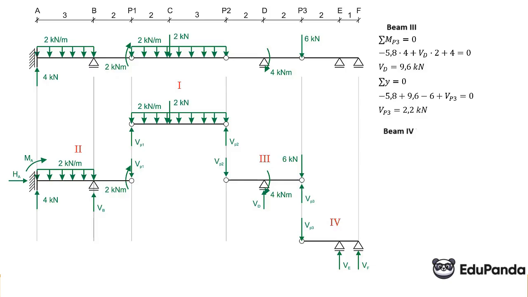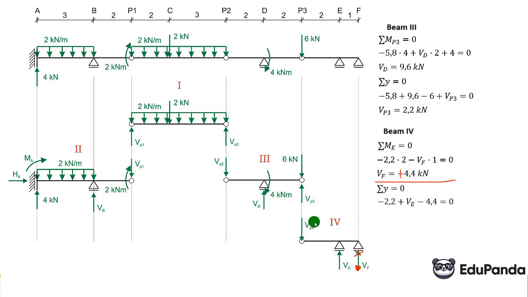And now we move on to the last beam, the fourth beam. The sum of moments either at point E or point F first. I will do it at point E. Minus 2.2 times 2 minus VF times 1 equals 0. VF overall equals minus 4.4. VF is not in that direction, but in this one.